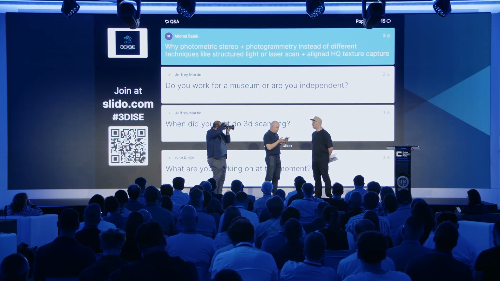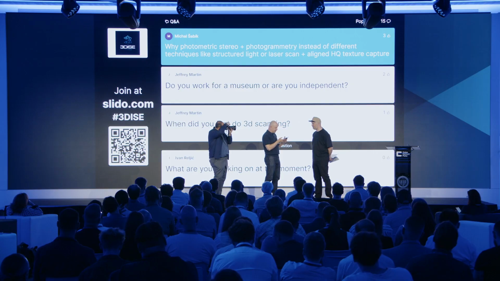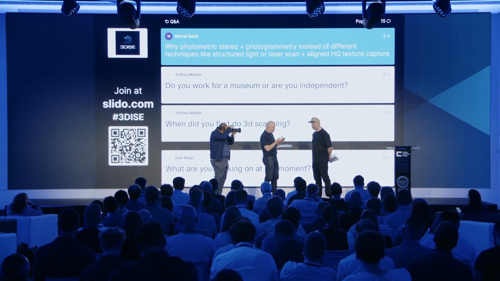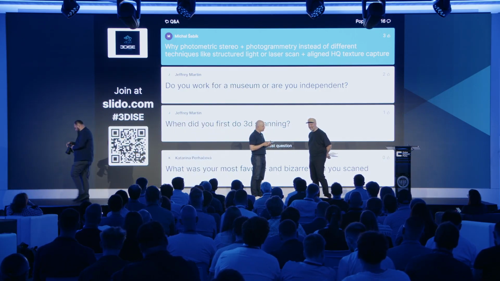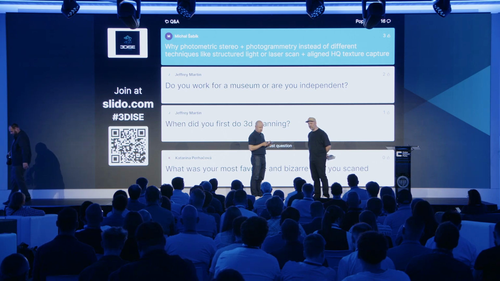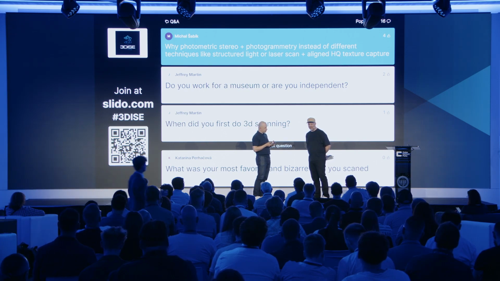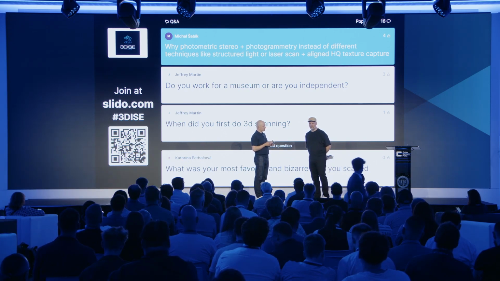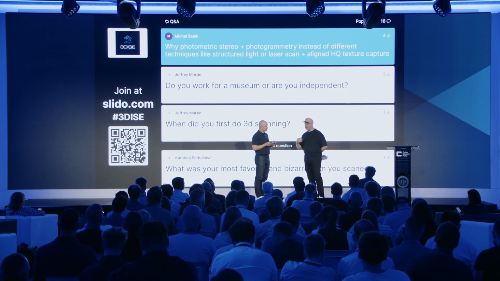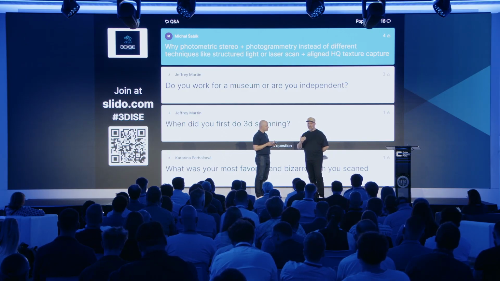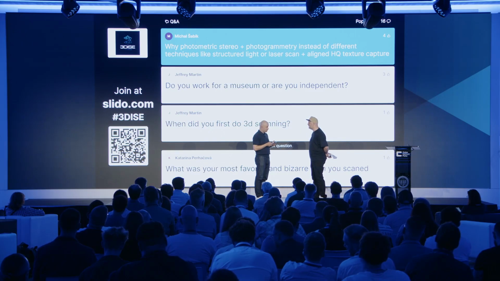Why photometric stereo plus photogrammetry instead of different techniques like structured light or laser scan plus aligned HQ texture capture? Okay, specific one. That's more a question for after this. But well, first of all, photometric stereo: I don't know any other technique that gives you so much information about the surface, and also the flexibility to get closer to the object and use different lenses. So that's why I'm using that technique.